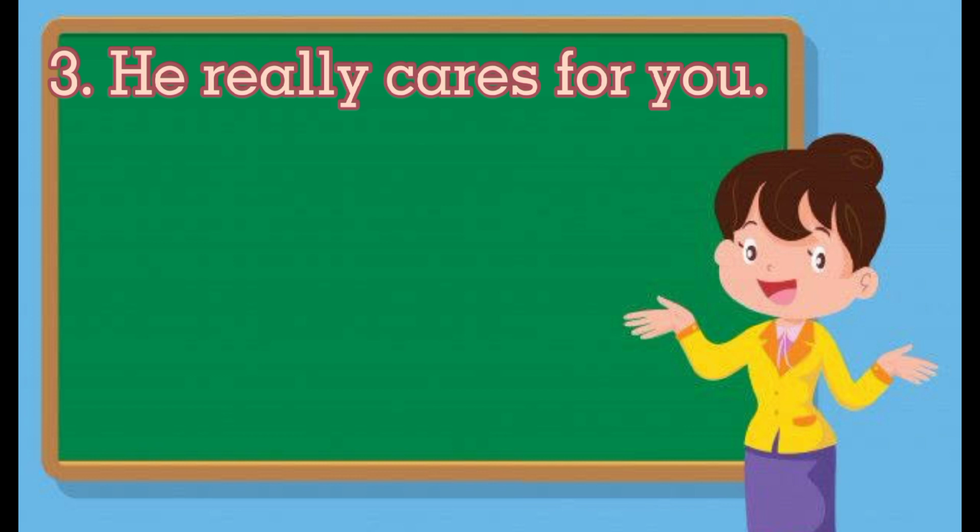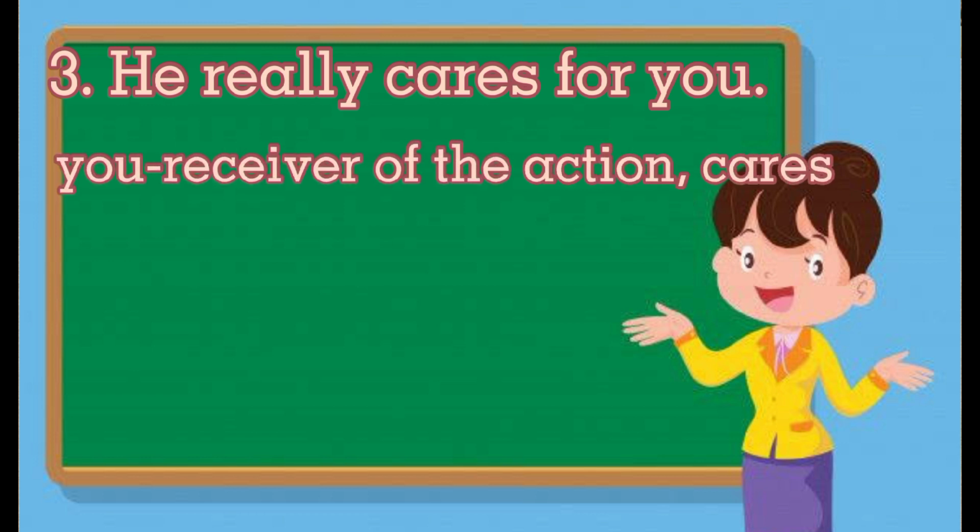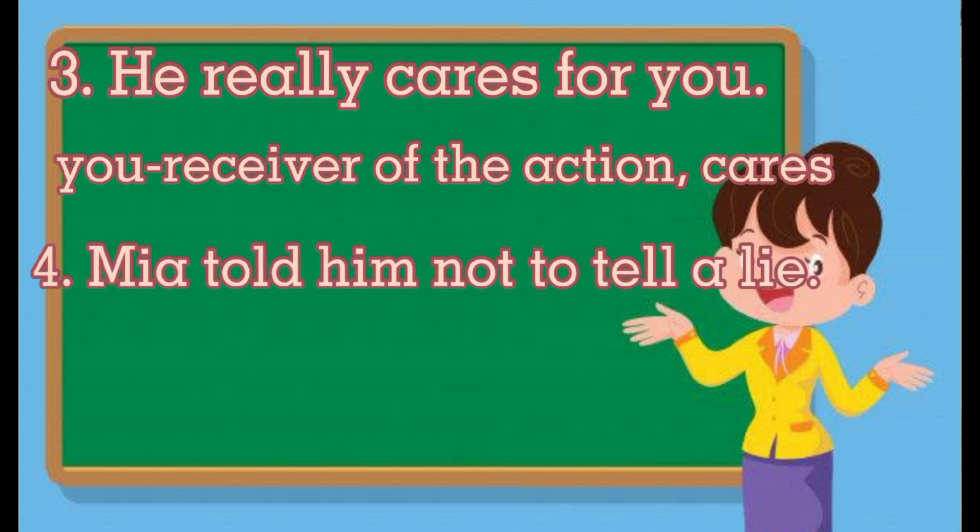For our third example, let's read it together. 1, 2, 3, go. He really cares for you. As you have noticed, who cares for you in this sentence? You were right. It's our pronoun he, which functions as subjective pronoun. And whom does he care for? You're right, it's our pronoun you. So you here receives the action cares. So it still functioned as an objective pronoun.